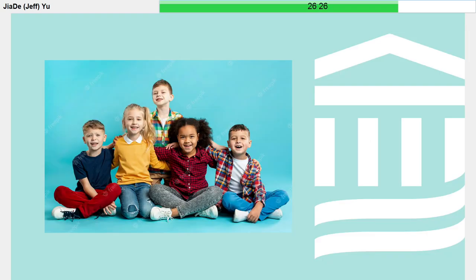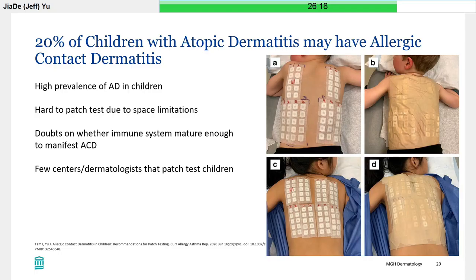But what about children? One of the things that I do a lot in my clinic is I patch test a lot of children, which is unusual for most practices since a lot of people either don't think that allergic contact dermatitis occurs very often in children or don't have a lot of comfort patch testing children. The youngest kid that I've patch tested probably goes down to about 2 months of age, so it's certainly possible to elicit positive reactions in even very young children.